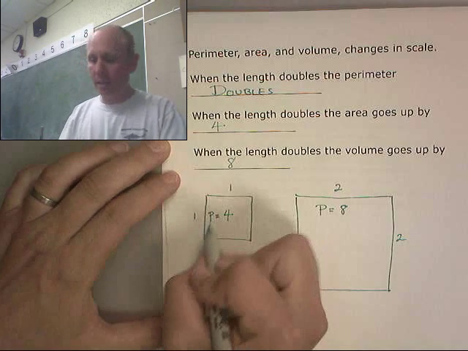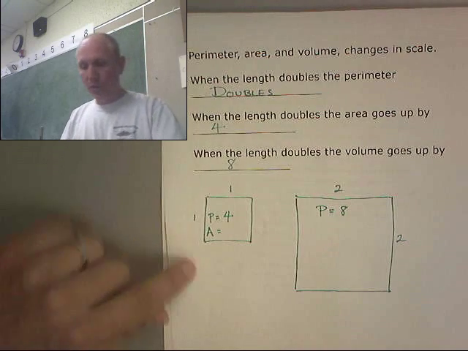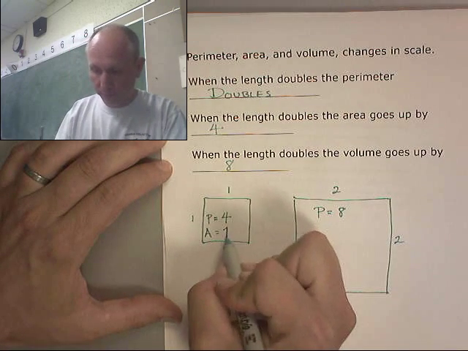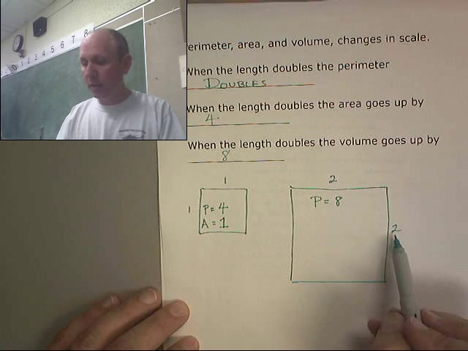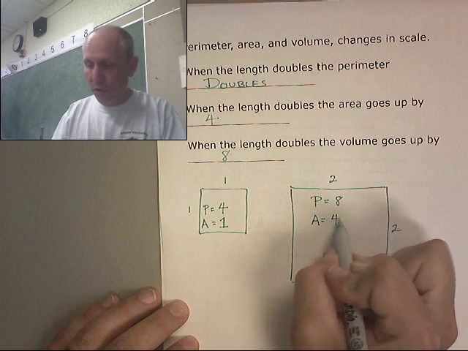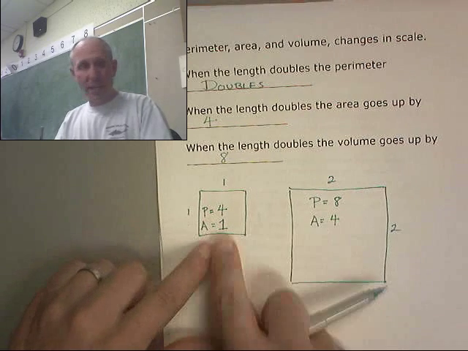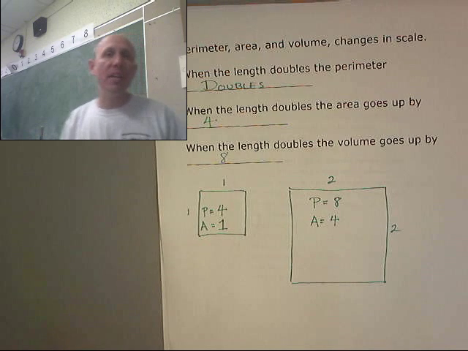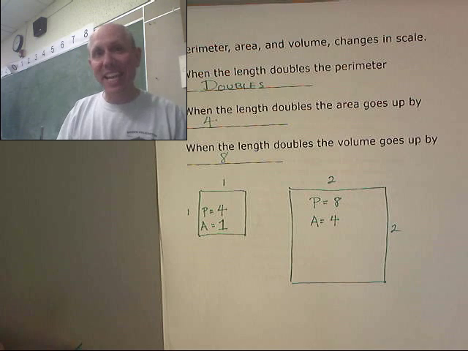Well, let's look at the area here. The area, which is what? Length times width, 1 times 1. The area is 1. Over here, the area is now 2 times 2, which is 4. So while the perimeter doubled to 8, the area actually went up by a factor of 4. And that's because area is a square unit. I end up squaring the scale value.